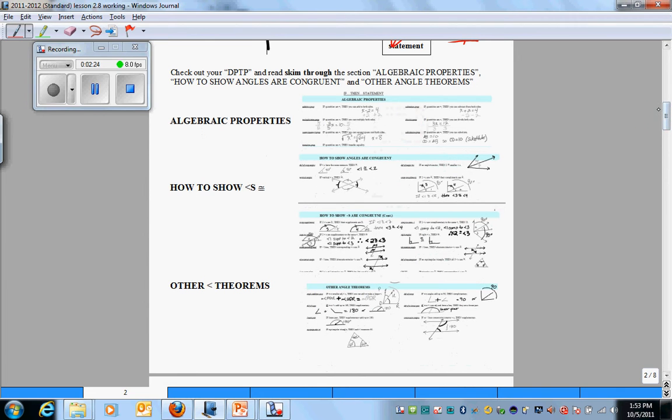Now, in your bright yellows, that's going to be called the DPTP. I want you to find these headings way at the top: algebraic properties, how to show angles congruent, and other angles theorem. Look way at the top and flip through until you can see those three titles. Put a little check mark by them. Algebraic properties is the very first page, guys.